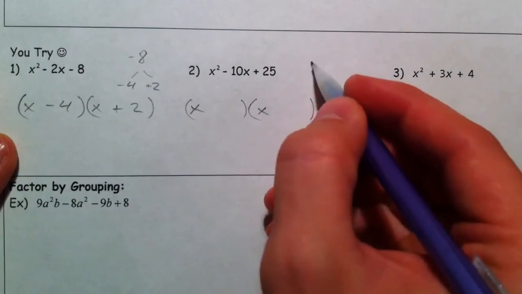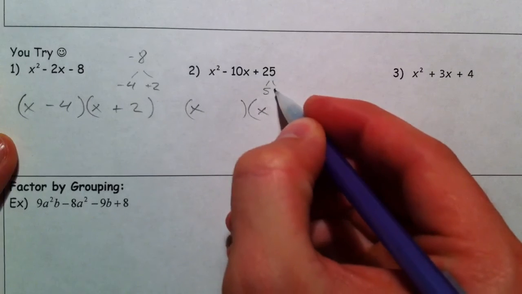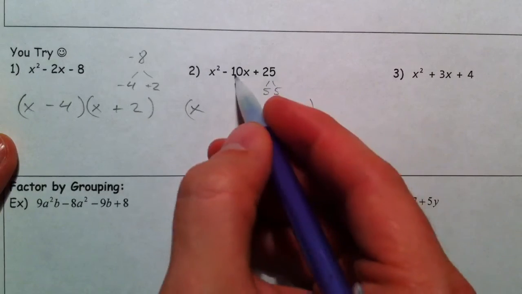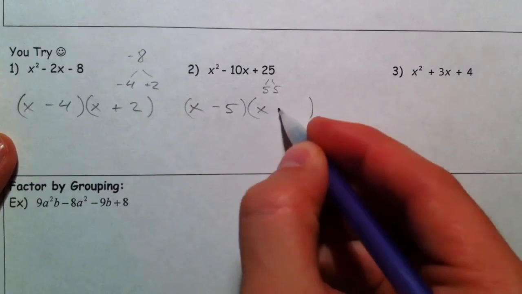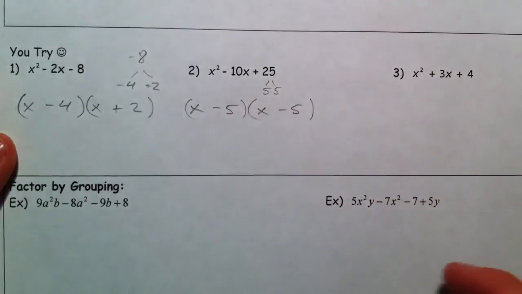X and X. 25. We have 5 and 5, or 25 and 1. But we want it to be minus 5 and minus 5 to add to negative 10.